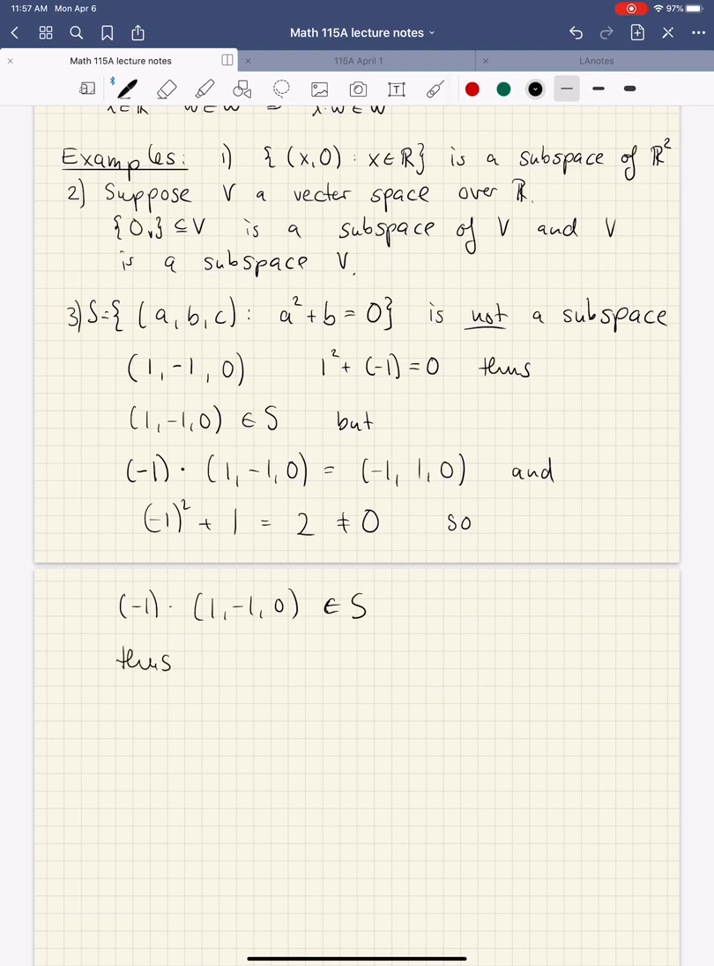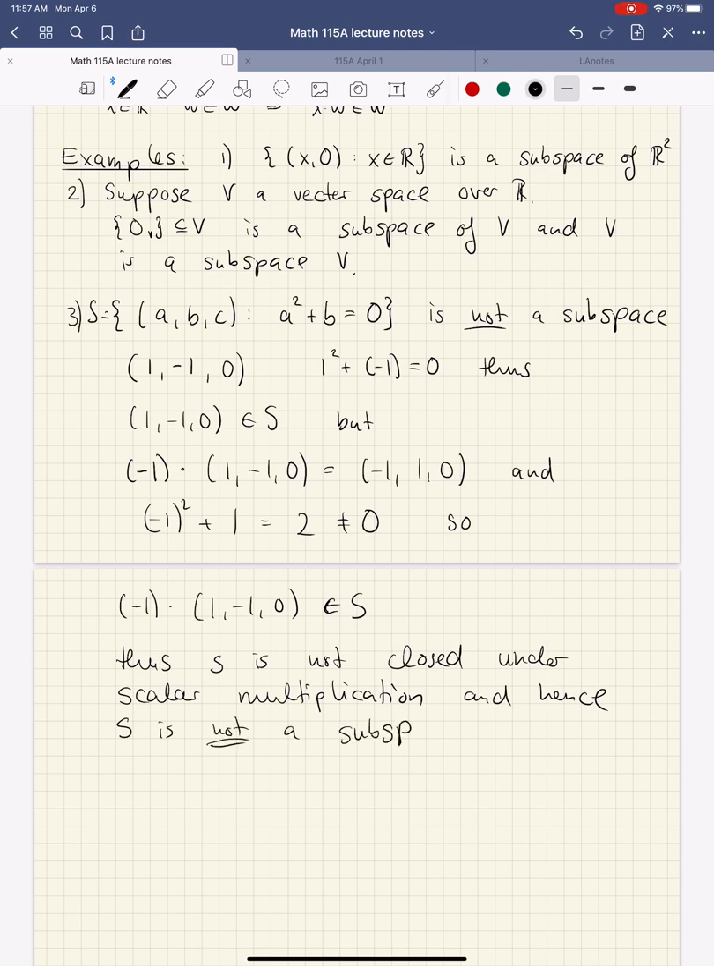Thus, S is not closed under scalar multiplication, and hence it's not a subspace. In this case, of what? Of R3.